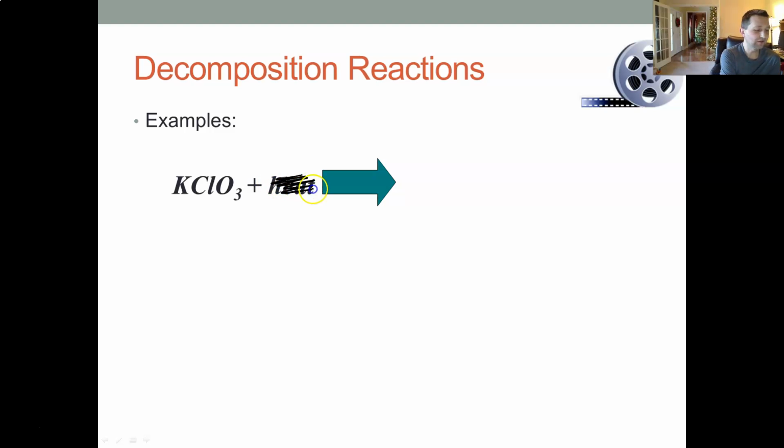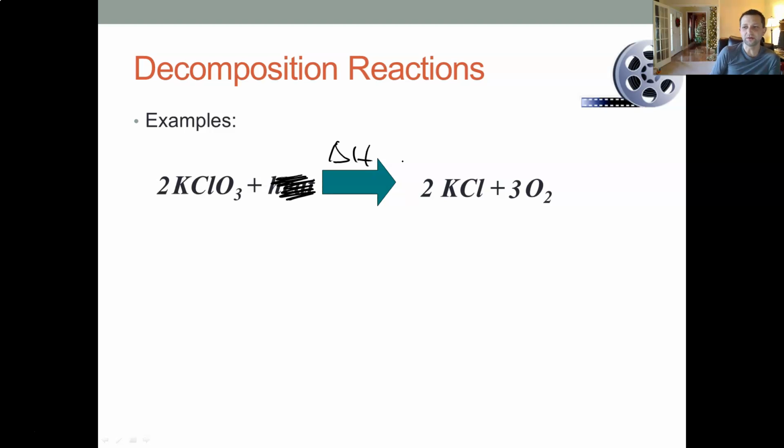Another way to write that is if you don't have it in the equation here at all and you have your delta H above the yield sign. All right, so potassium chlorate is going to break down into potassium chloride and oxygen. Now we need to balance this. We'll eventually be able to write these products on our own, but right now we're just looking at the types of chemical reactions. I'm not teaching you how to actually do all this yet. So we want to balance it, put a 3 in front of the O2, a 2 in front of the KClO3, and a 2 in front of the KCl.